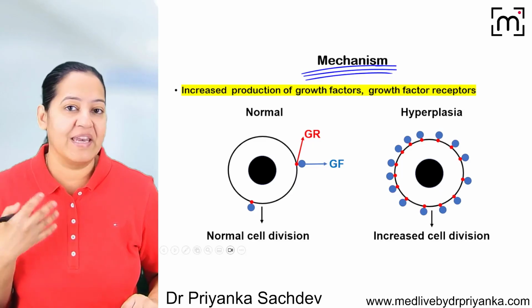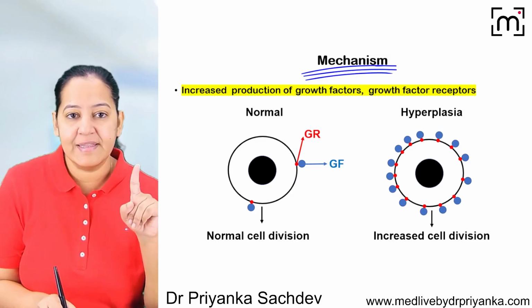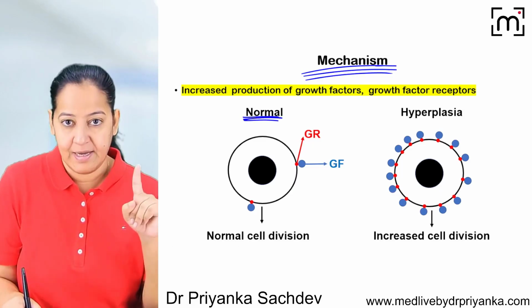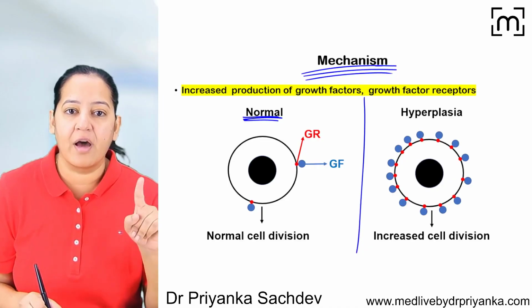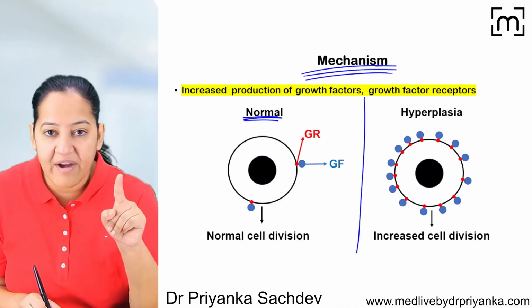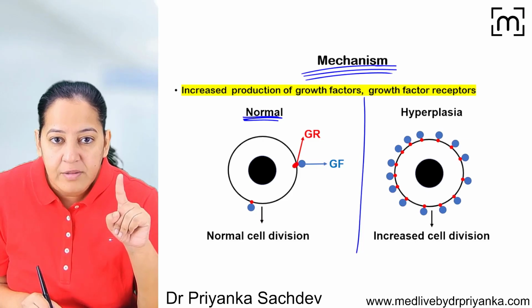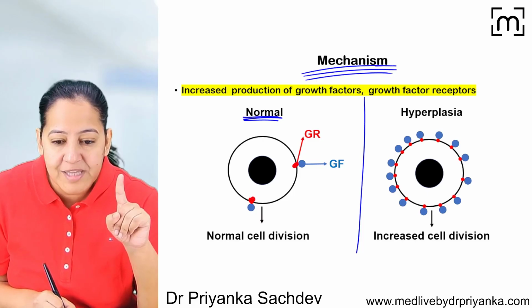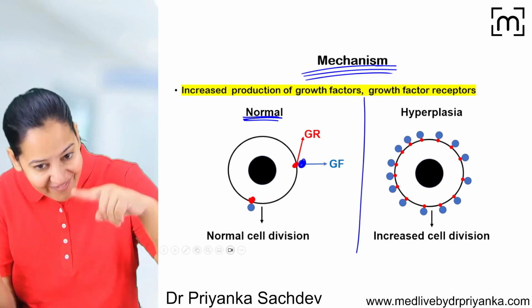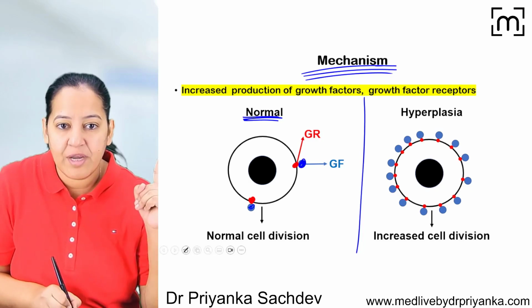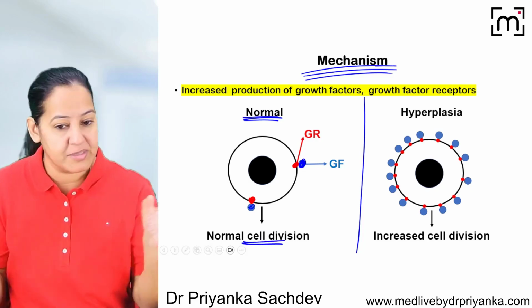Why is the cell increasing in number? Can you see a cell? This is a normal cell. On the normal cell, there are growth receptors. Can you see the red growth receptor I have drawn? This is a growth receptor. So when the growth factor comes and binds with the growth receptor, only then does mitosis take place. Otherwise, mitosis does not take place.